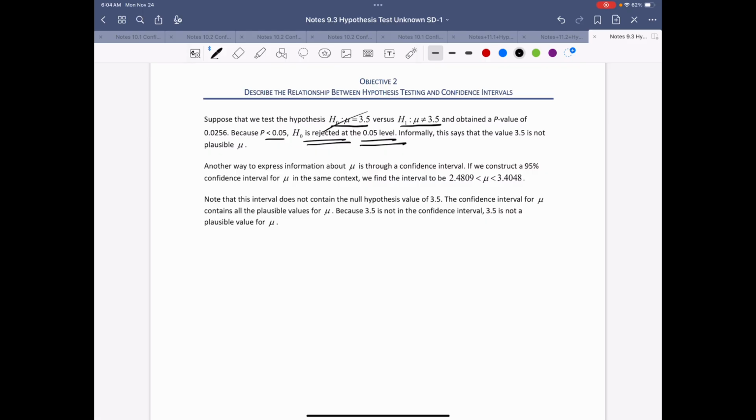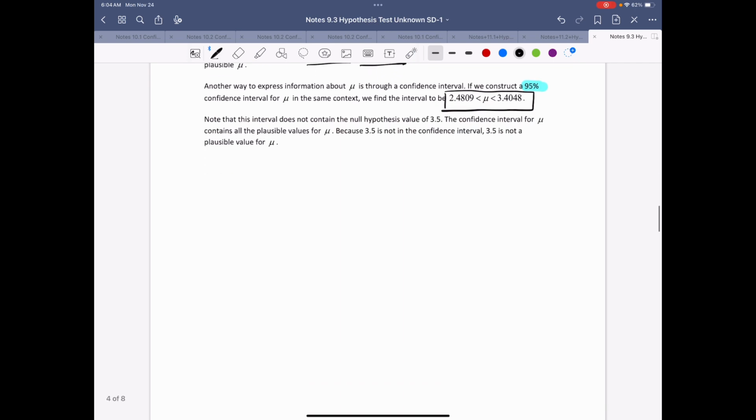Now, once you look at this, that's 0.05. This is a 95% confidence interval, and I want you to look at how it does the same thing. The confidence interval is this, and the confidence interval does not contain 3.5. So 5%, 95%. The confidence interval does not contain 3.5. So 3.5 is not a plausible value for mu. The confidence interval tells us the same thing.